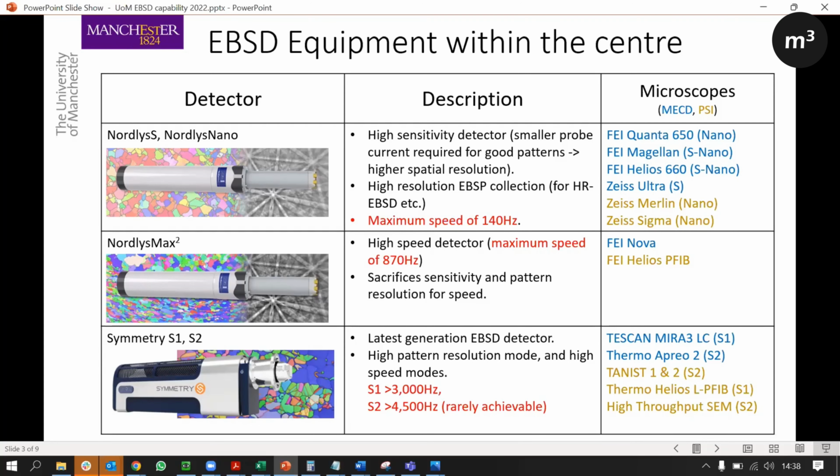And in the last few years, as Ali was saying, the CMOS-based detectors, the Symmetries, have been released. And with those, you kind of get the best of both worlds. You can use them in a sensitive way, although I'd still argue that the Nordlys S is probably still slightly more sensitive than the new detectors, but you can also operate them in a fast way, very fast. So we are getting up to 3000 Hertz or maybe 4.5 on some of the S2s, but the sample has to be right, single phase, large grains helps. And this is the distribution of the microscopes and where they are and what they're on down the side.